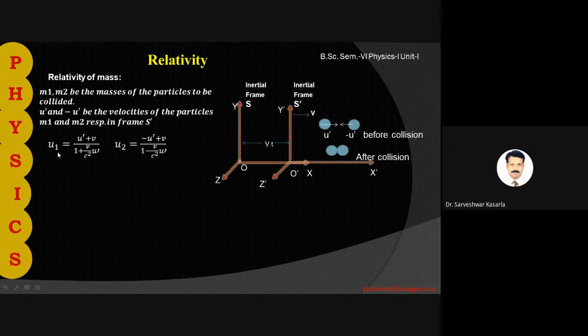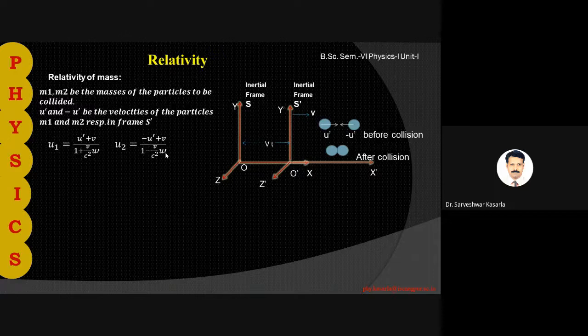So u1, the velocity of this particle with respect to the stationary frame, is equal to u dash plus v upon 1 plus v upon c square into u dash. Similarly, the velocity of mass m2 with reference to this stationary frame is u2, which is equal to minus u dash plus v upon 1 minus v upon c square into u dash.